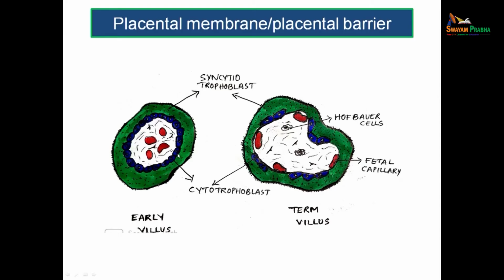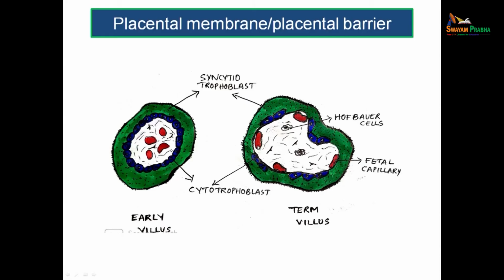Then you can see the violet colored region, that is the basement membrane and cells of the cytotrophoblast, followed by the syncytial trophoblast. So these are the barriers which you will come across when you look from the fetal capillary to the maternal blood. And this is actually a term villus. Term villus means the fetal capillaries will shift their position from the center towards the periphery, so that they come closer to the maternal blood.